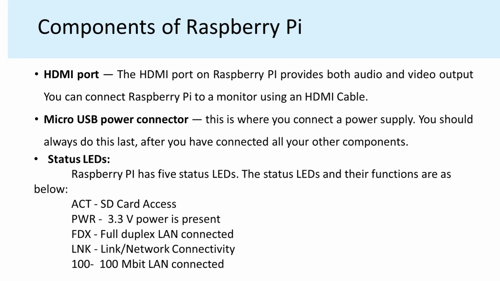Then you have the status LEDs. In Raspberry Pi, you have 5 status LEDs. One is ACT, which is for SD card access. Then you have the power status light to denote whether power is present or not. Then you have the FDX status LED, which is full duplex LAN connectivity. Then LNK stands for link or network connectivity. Then you have 100 Mbit LAN connectivity. So there are 5 status LEDs to represent whether connectivity is present or not.